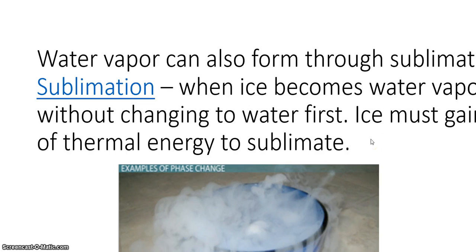Water vapor can also form through sublimation. Sublimation is when ice becomes water vapor without changing into water first. So what happens is ice that doesn't have a lot of thermal energy gains a significant amount of thermal energy, and it goes right from ice into water vapor. You'll often see this when frost in the morning on grass dissipates into the air.